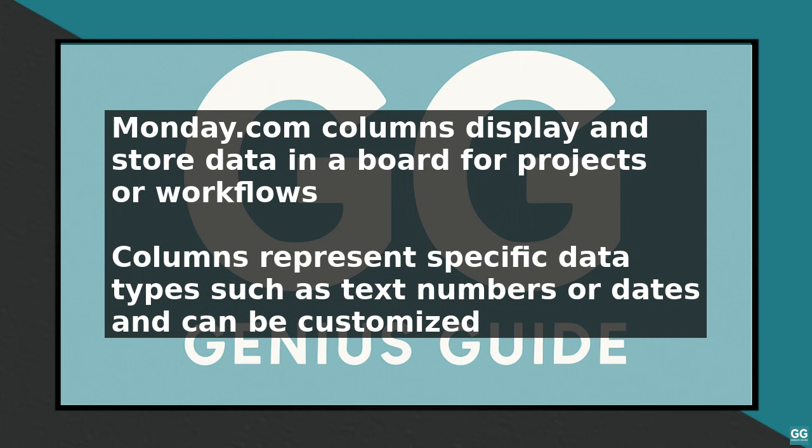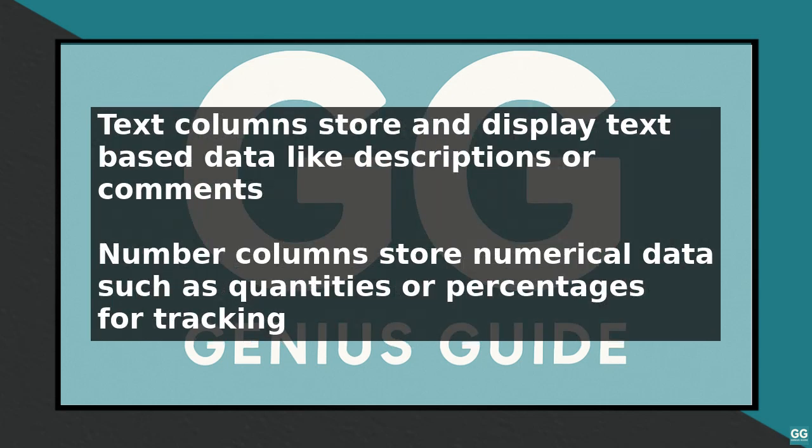There are several column types in Monday.com, including text, number, date, time, and people columns. Text columns are used to store and display text-based data, such as descriptions or comments. Number columns are used to store numerical data, such as quantities or percentages.